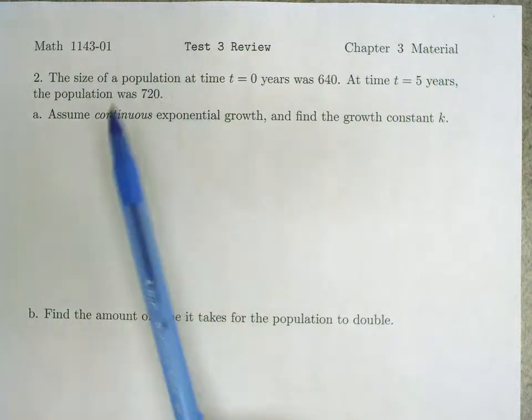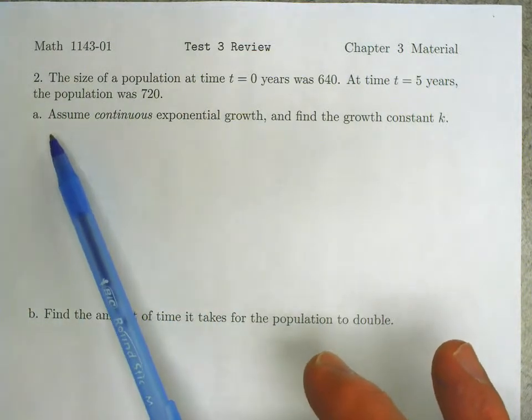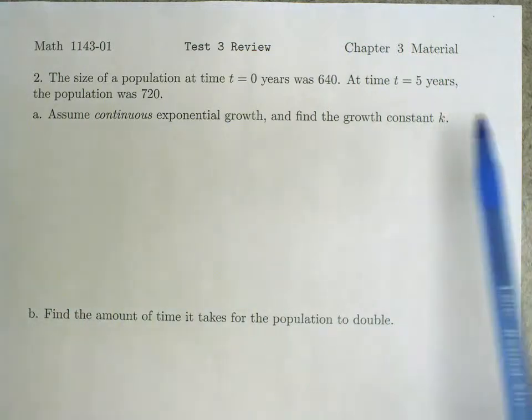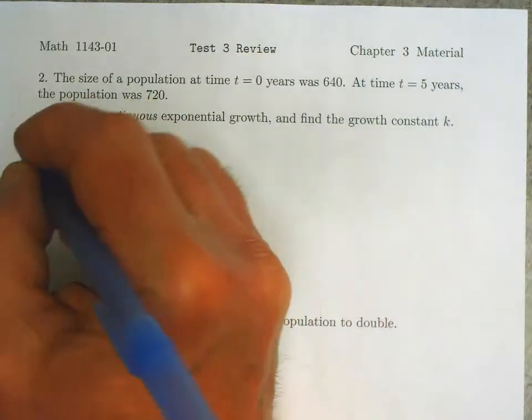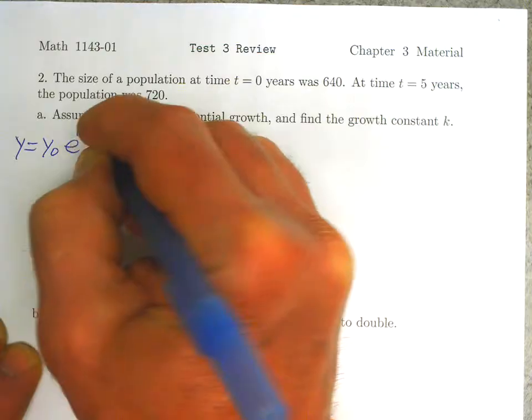Sometimes you won't see that word continuous. Sometimes it will just say assume exponential growth and find the growth constant k. But usually they mean this model, y equals y sub 0 times e to the kt.